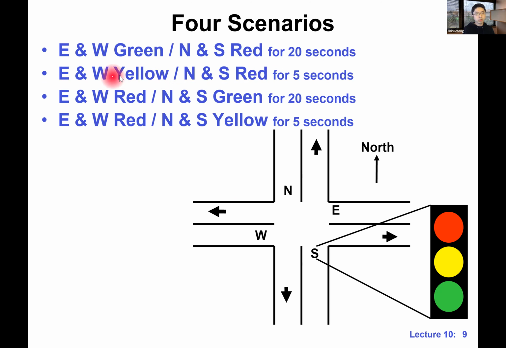So in this case, we can group these 2 together and form one state. So we'll be staying in this state for 20 seconds before we move on to the second state. This is where east-west is yellow and north-south stays red for 5 seconds. And this is symmetric. We have red, green, another 20 seconds, and red, yellow for 5 more seconds.